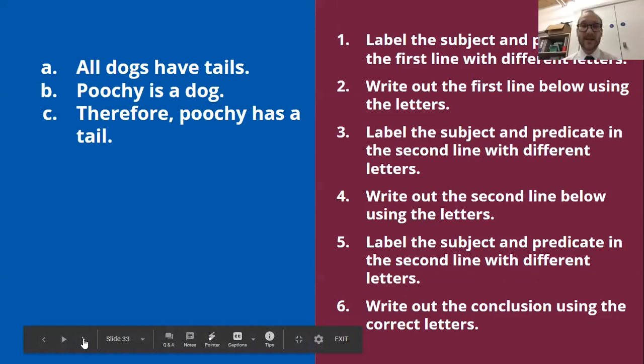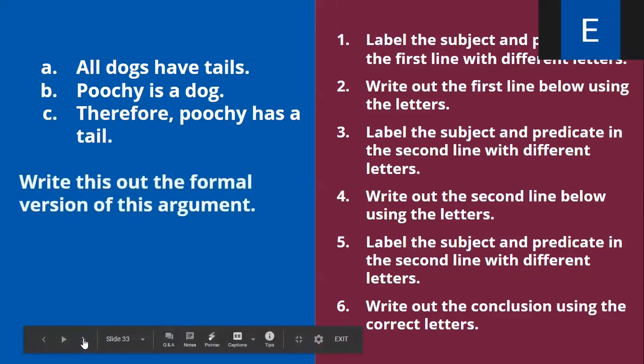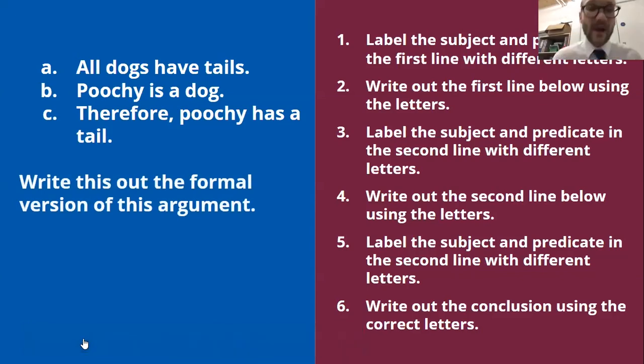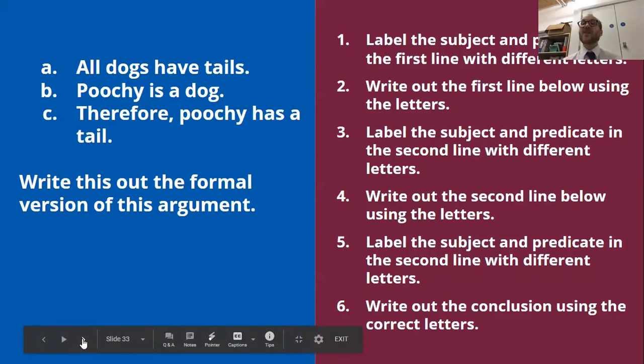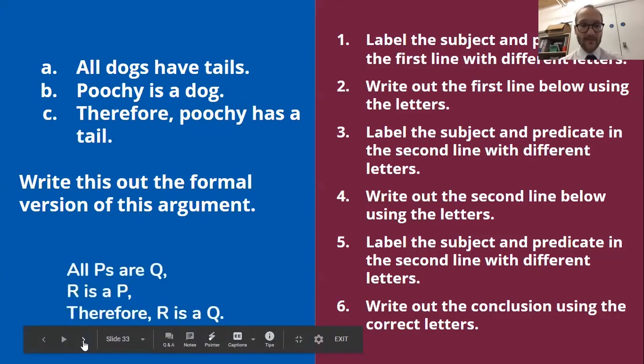And my task is, click please, to write out the formal version, just like I did. And so they're going to go through the steps. They've already seen me do it. They're going to annotate that first line as all P's have Q's, and then they're going to analyze the next line. R is a P, therefore R has a Q. Next, please. And they will be able to solve it using that method.